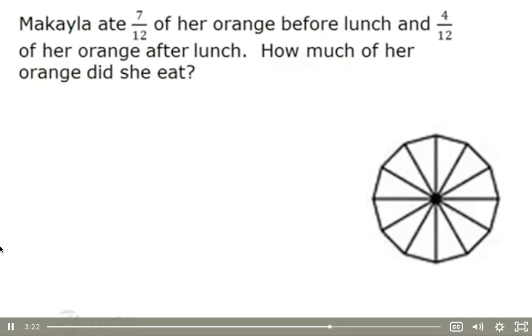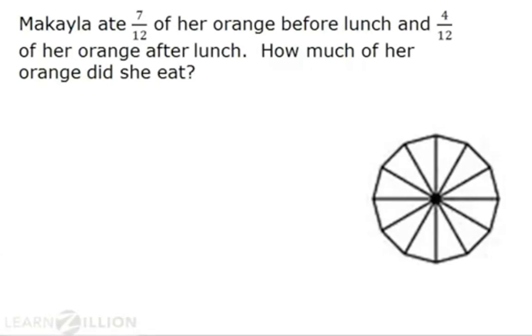Michaela ate 7/12 of her orange before lunch and 4/12 of her orange after lunch. How much of her orange did she eat? I know I want to add here because Michaela ate some orange before lunch and ate some more after lunch, and I want to put the amount she ate together to see her total amount eaten. If I think about eating an orange, I realize that if Michaela started with 12 pieces in her orange, it doesn't matter how much she ate. She would still only have 12 pieces in the whole thing. This reminds me that I will not add my denominator when I operate. It will stay at 12 no matter what my numerator becomes.